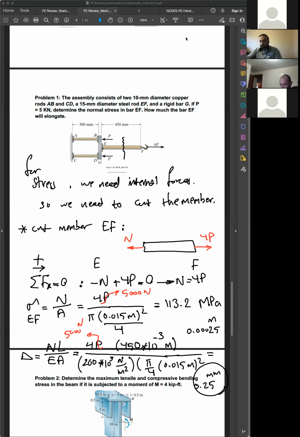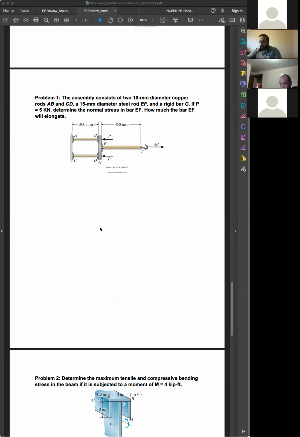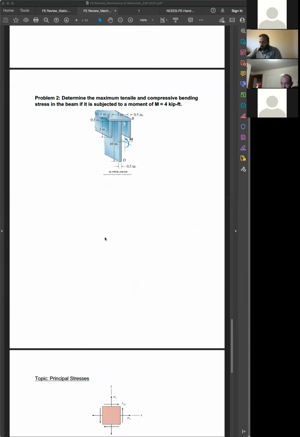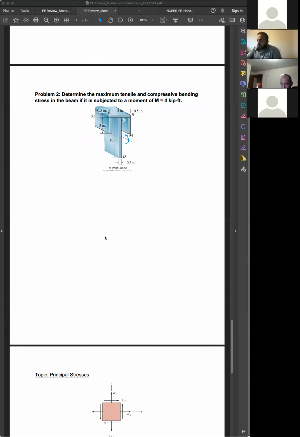Okay, so let's continue. It says determine the maximum tensile and compressive bending stress in the beam if subjected to this moment equal to 4 kip-foot. Maximum tensile and compressive stress. So what is the maximum tension, maximum compression of bending stress? All right, we get this.